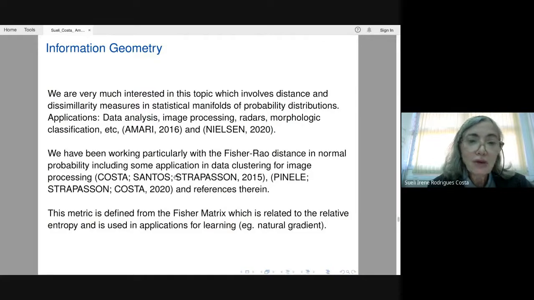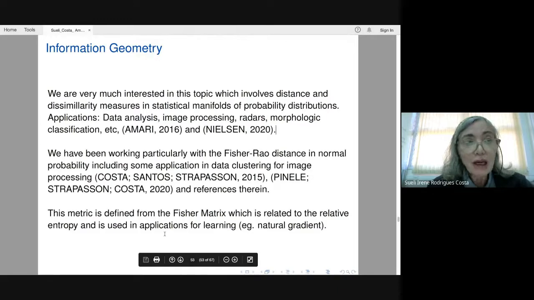I mention two of our papers here, which I will detail next. The importance here is more the reference in this paper, where you can check many things. This metric is defined from the Fisher matrix, which is related to relative entropy and used in applications for learning. I will mention more next, for example natural gradients.